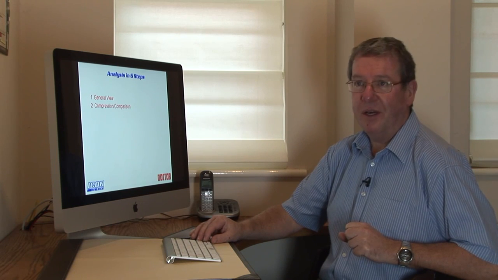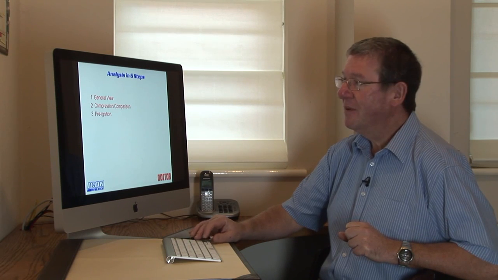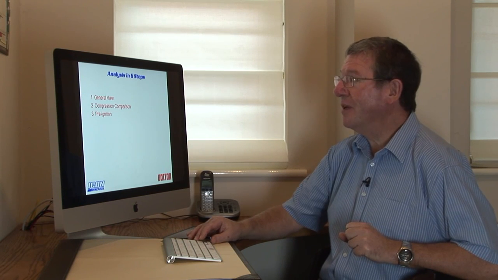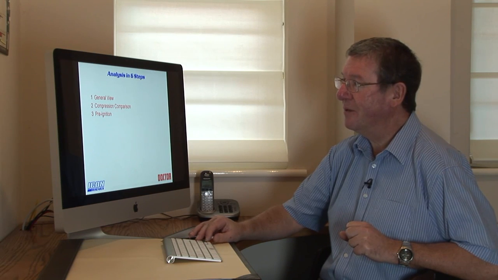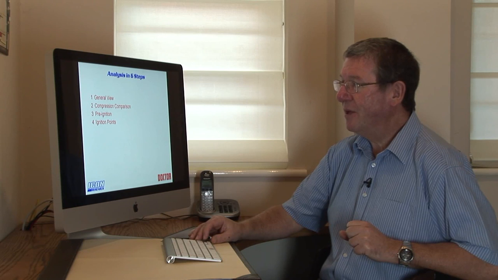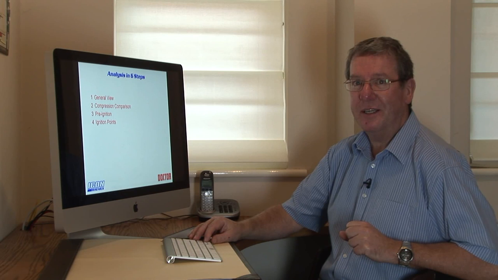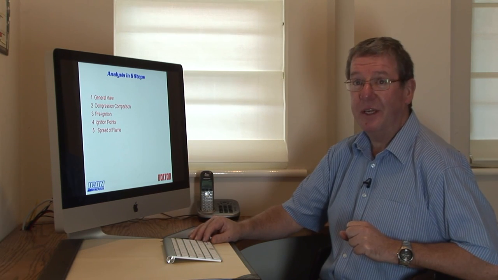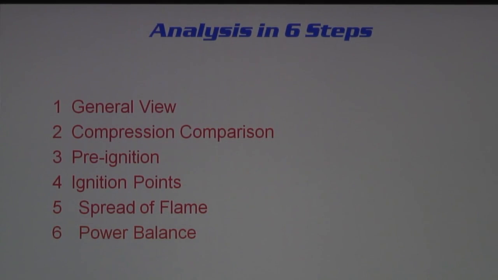Secondly, we work from left to right on our graphs, and we look at the compression values for each of the cylinders. Thirdly, we check for pre-ignition. This is actually before the point where we measure compressions and can affect the compression values as well. Fourthly, we go to look at the ignition points themselves, where the diesel fuel is actually igniting in the cylinders. Spread of flame tells us about the condition of the injectors. And finally, we look at the power balance.